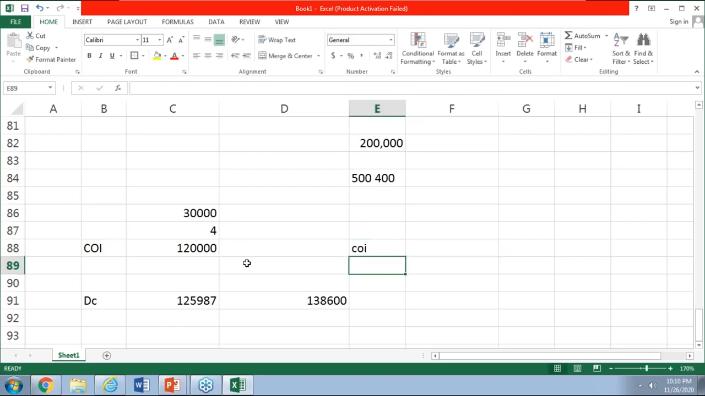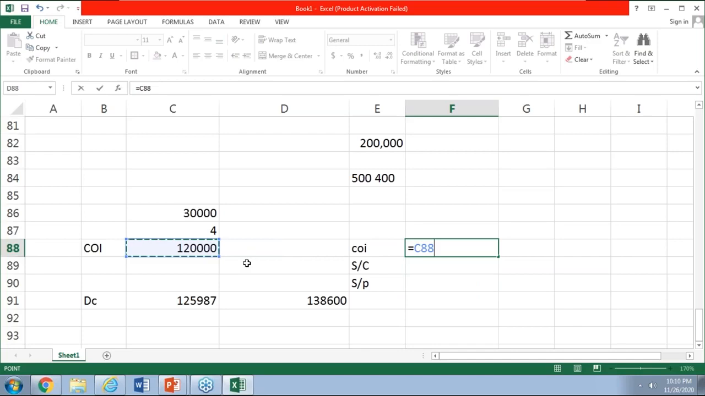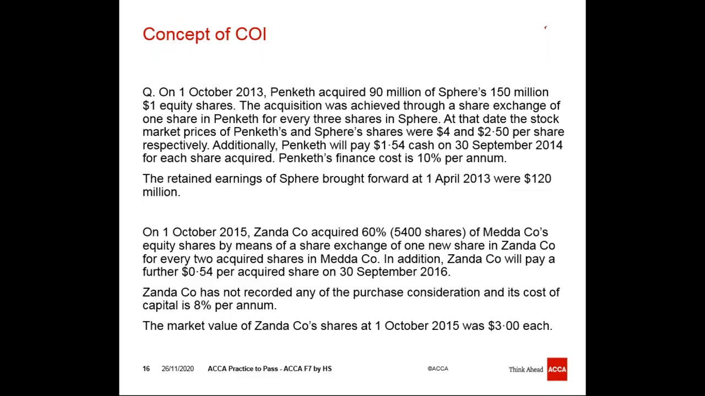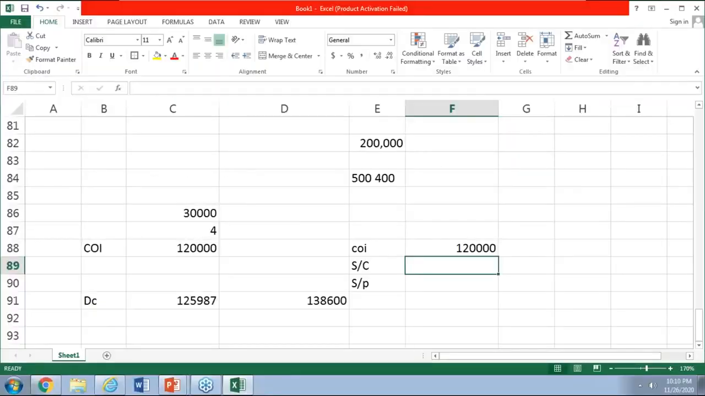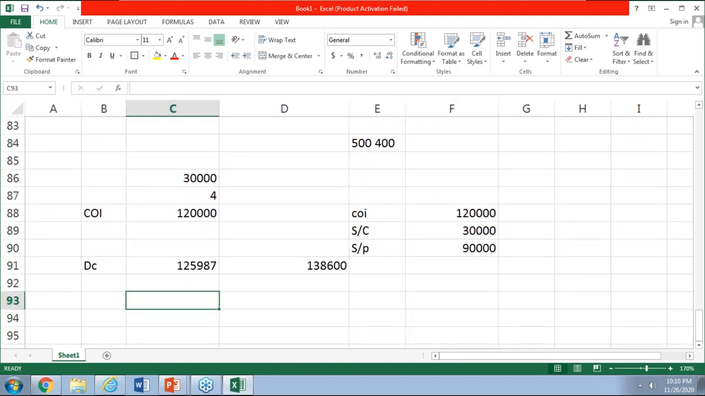Cost of investment debit, share capital and share premium credit. Cost of the investment debit by 1,20,000. Share capital should be credited with the par value, which is normally considered as $1, so it will be 30,000 into 1, and the difference will be recognized in the share premium account, 90,000. For the deferred consideration, the accounting entry will be cost of investment debit and deferred consideration credit with the present value.